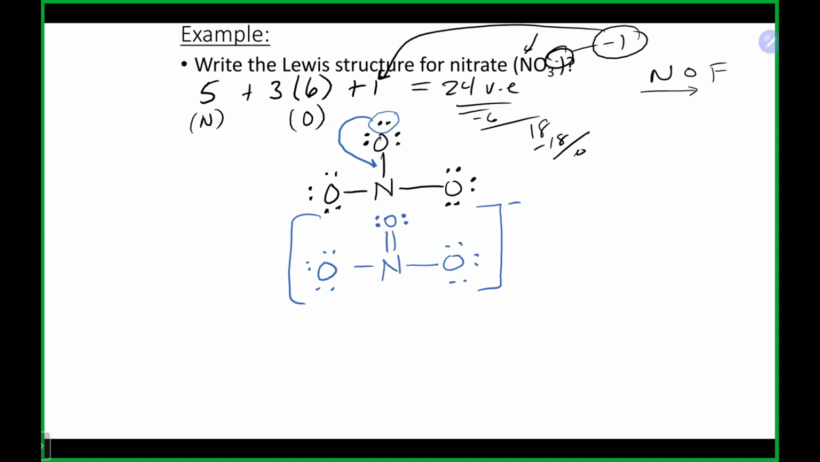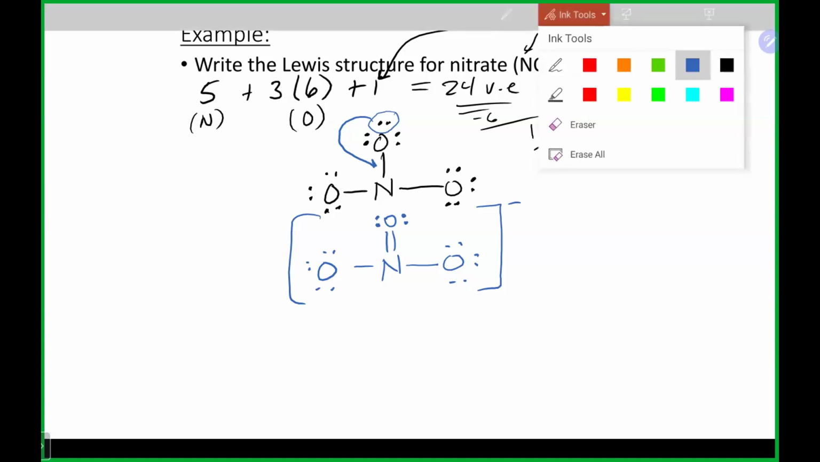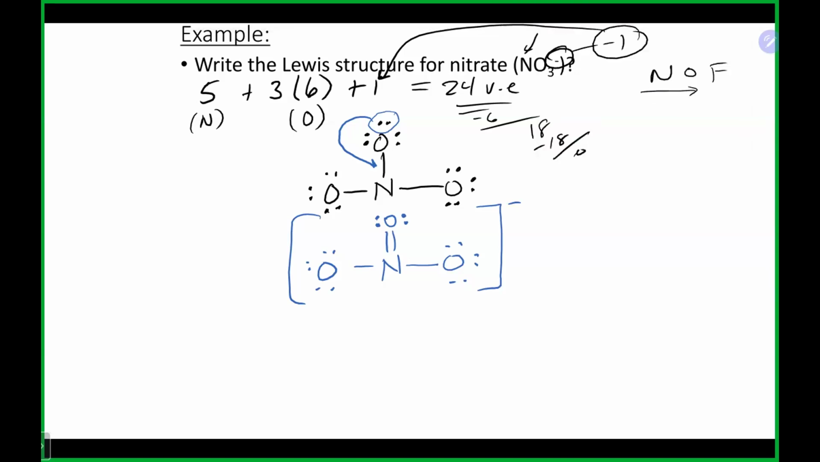Now, did I fix the problem? Let's see. Well, if I take a look at the oxygen over here, 2, 4, 6, 8, so it's good. I look at the oxygen on the left, 2, 4, 6, 8, it's good. Double bonded oxygen, 2, 4, 6, and 8, so it's good. And now my nitrogen, which was the problem before, 2, 4, 6, and 8.